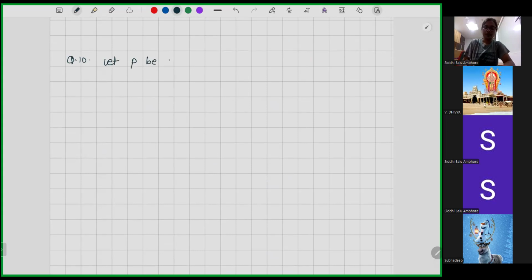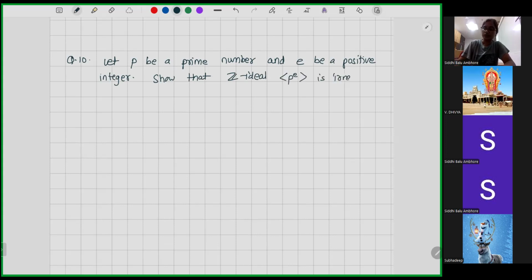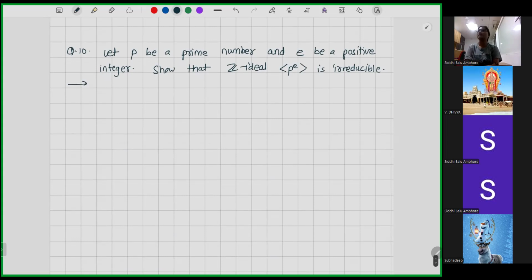Let p be a prime number and e a positive integer. We want to show that the ideal (p^e) in Z is irreducible. How to check this? We have to prove that the ideal (p^e) is irreducible. What does irreducible imply? It cannot be written as an intersection of two ideals which properly contain the ideal (p^e).